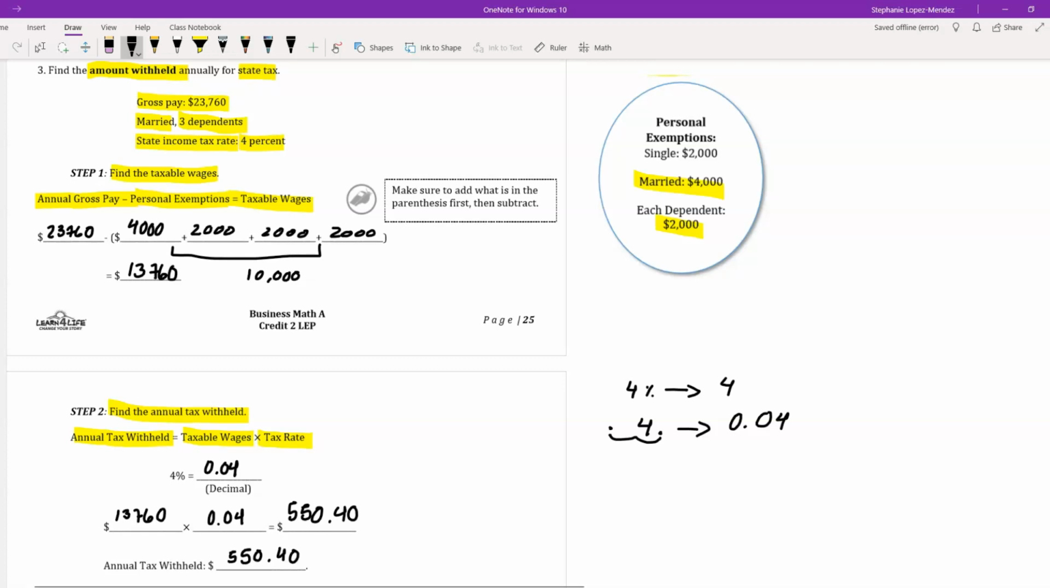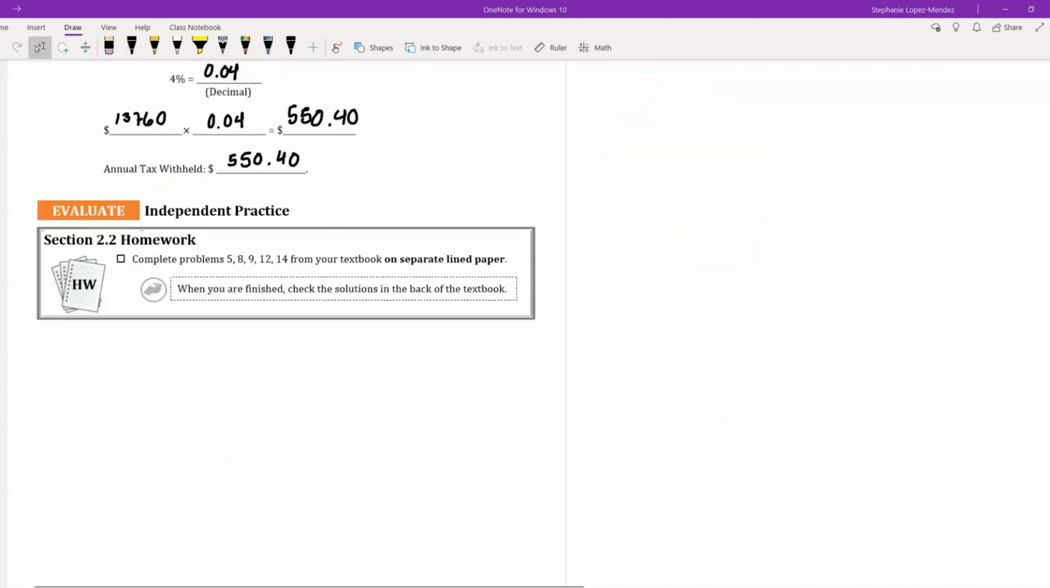Now go to section 2.2 of your textbook and complete the homework. Complete problems 5, 8, 9, 12, and 14.